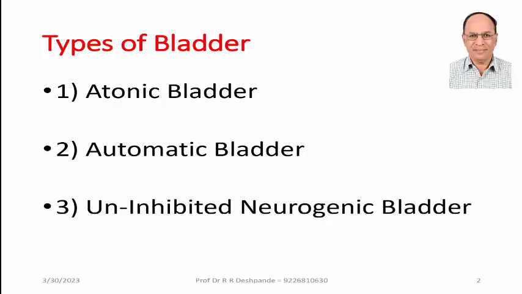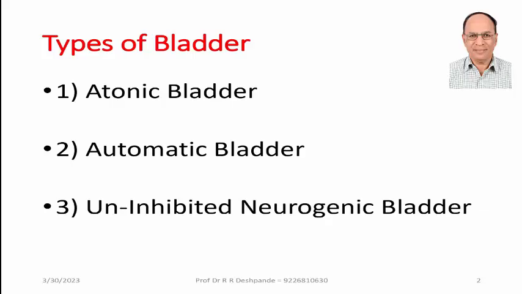Slide number 3. I am moving further. Please write down the title: S3, atonic bladder. Atonic bladder. Tone has been lost. Muscle tone is a very important word. Don't forget. Muscle tone is a very important word in the nervous system, in oral, practical as well as theory. 100% there is a question in the examination: tell me what is muscle tone and tell me how it is examined.